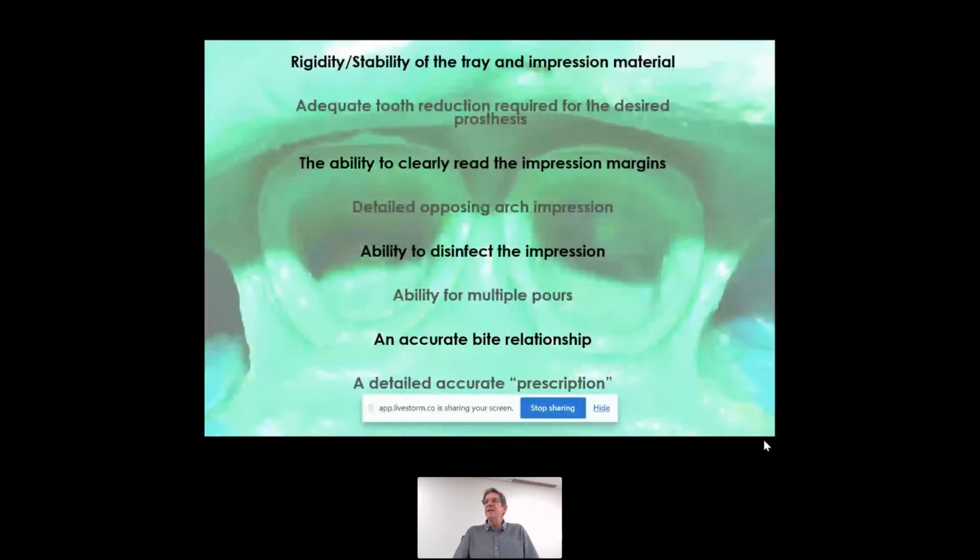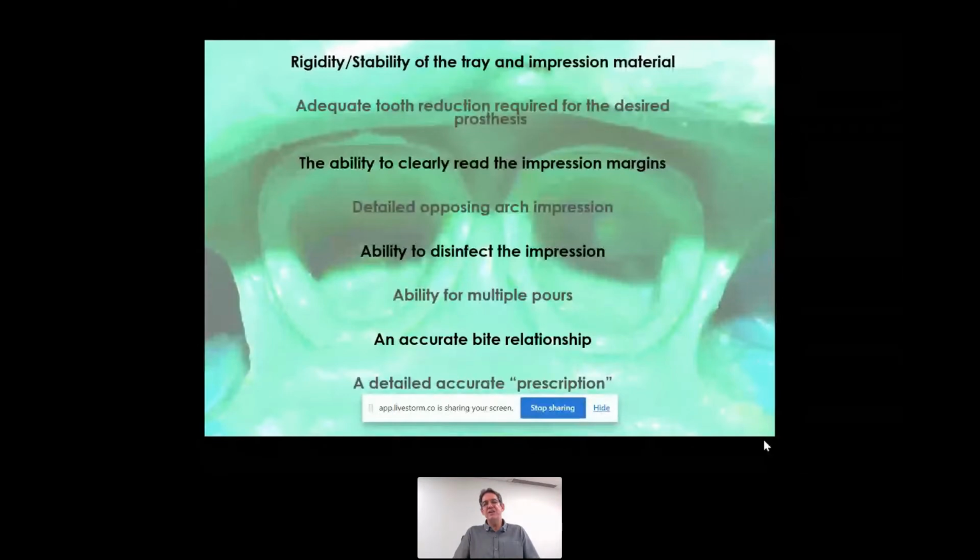And this is where some of the formulations in the industry fall short. If you're using something that is truly hydrophilic, like polyether, or something like hydrocolloid, they are truly hydrophilic. The challenge with that is they will absorb moisture, and dimensionally that impression will change. The lab also requires, from that same impression, the ability to do multiple pours. So again, this is where truly hydrophilic impression materials fall short.